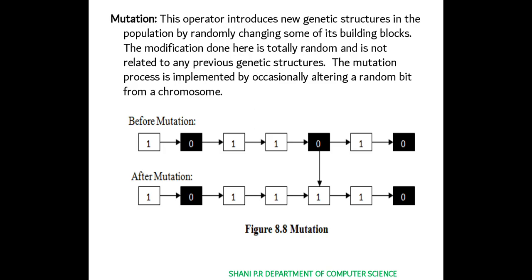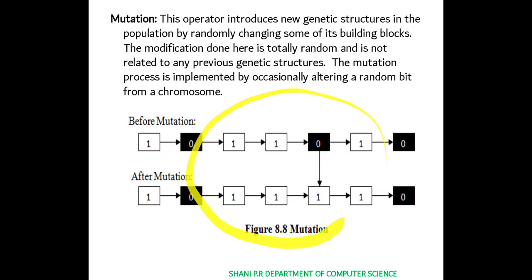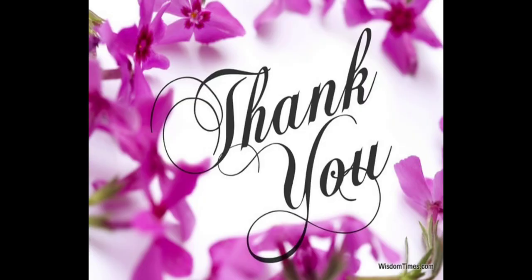It doesn't depend on this particular crossover. Mutation means it just randomly changes the value, which has the before mutation and after mutation. You can see before mutation it was a value like this. So you can see here we are making a random change on 0, 0 and this 0. So here after mutation you can see this 0 is changed to 1. So this is about mutation. Thank you.